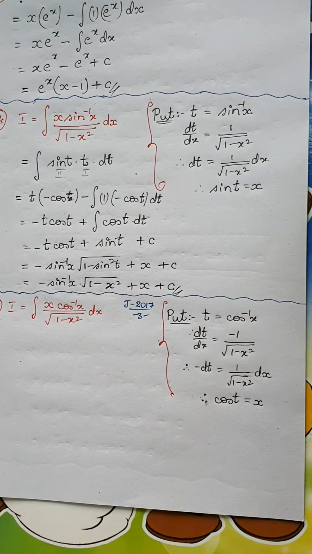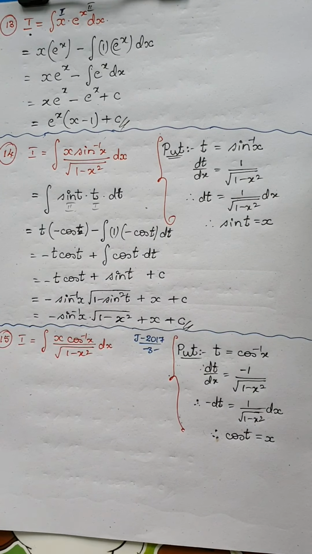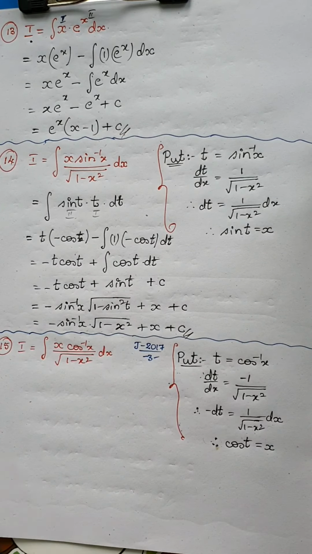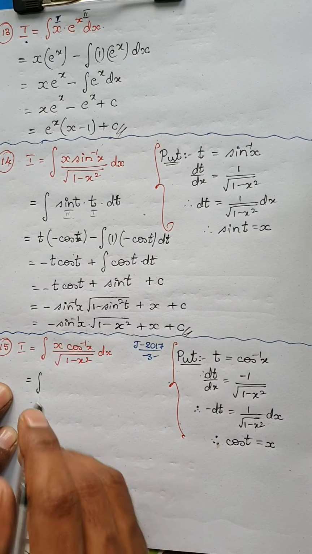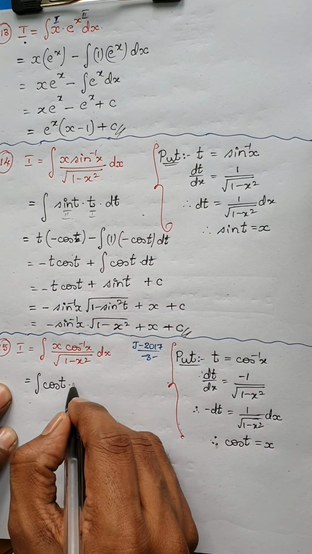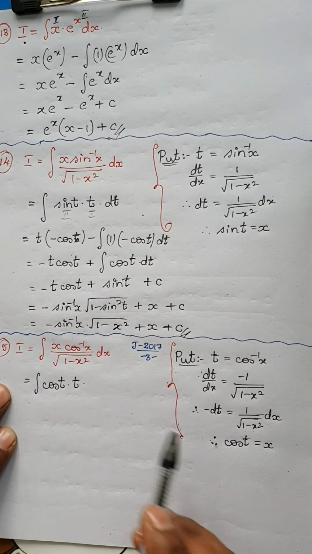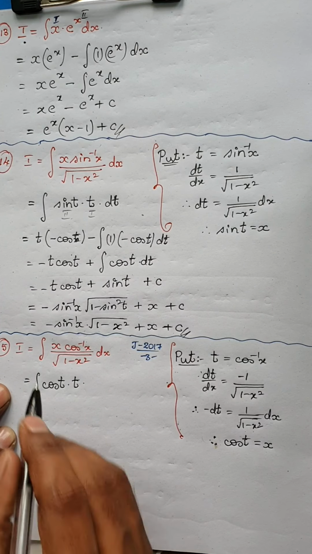I'm going to keep it aside and move on to the standard regular integral. See what happens now. This is nothing but the integral of, remember x will be nothing but cos t, into cos inverse x, which is t, into dx divided by root of 1 minus x square, which would be minus dt.